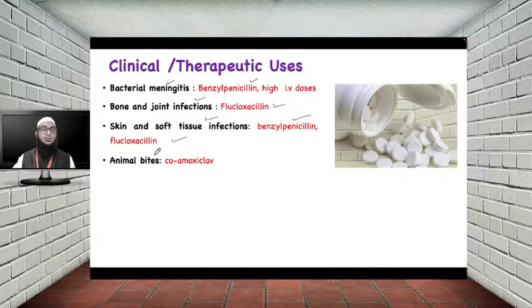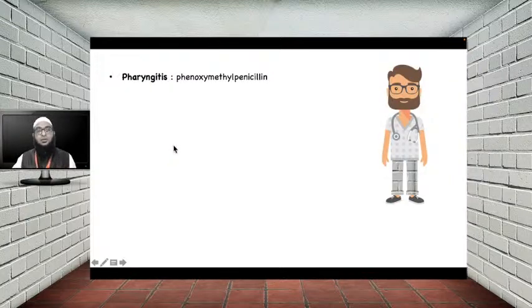Animal bites. In case of animal bites, sometimes there is an infection, so there also you are using some antibiotics in order to have a quick recovery. You can use co-amoxiclav, which is a combination of penicillins. So you can use co-amoxiclav as a combination medicine for the treatment of animal bites. You can also use it for the treatment of pharyngitis, where there is inflammation of the pharynx due to bacterial infection. You can use phenoxymethylpenicillin in case of pharyngitis.